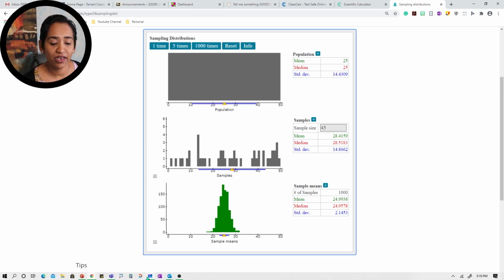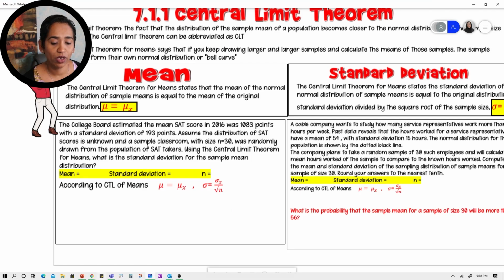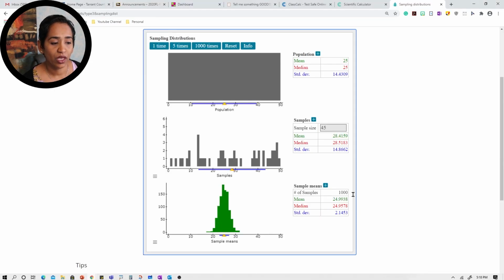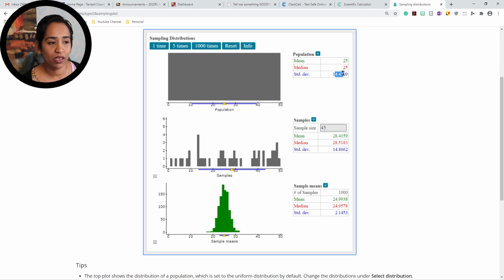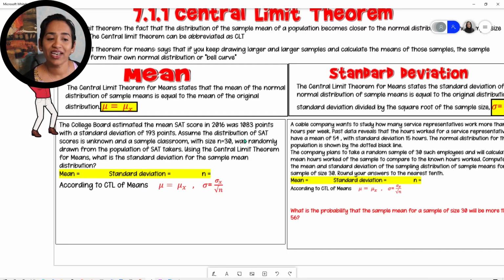But what about the standard deviation? When I go back to this distribution, the standard deviation is 14. Is the standard deviation 14 here? No, it's not. It's 2.1. So that means there is a formula for standard deviation. Let's go ahead and take a look at that. So the mean is the same. The mean of the distribution is the same as the mean of the means, as we've seen.